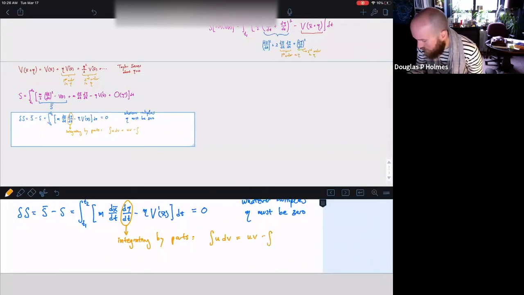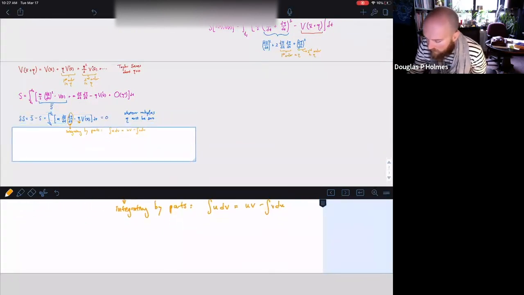Why am I doing this? I'm doing this because whatever multiplies eta has got to go away. We have eta here, great. We need to get this thing into something that has eta in it instead of a derivative of eta. And we can do that pretty quickly by integrating by parts. And so I'll do that right now.